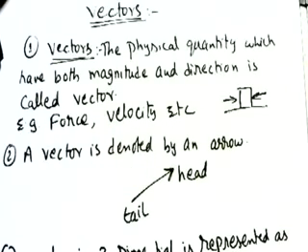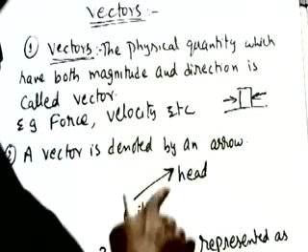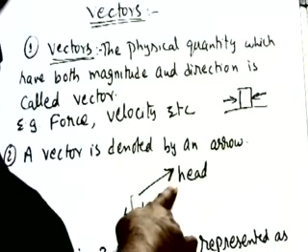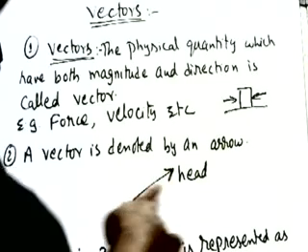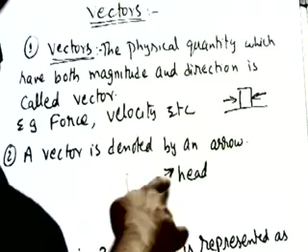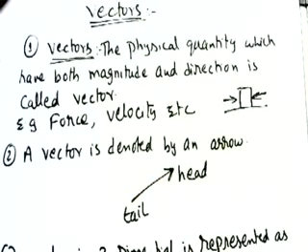Examples are force, velocity, etc. A vector is denoted by an arrow. The arrowhead gives the direction. This is called the tail of the vector. This is called the head of the vector.